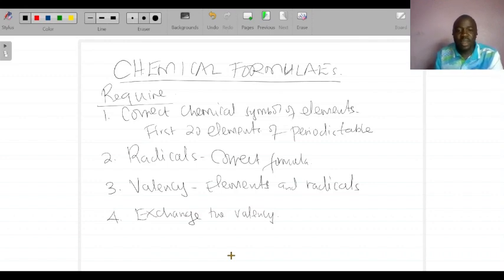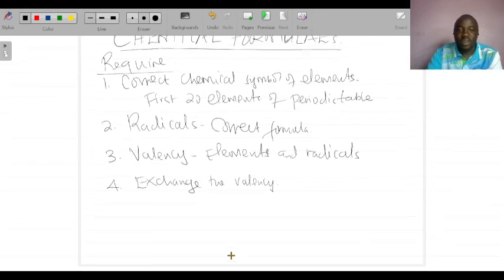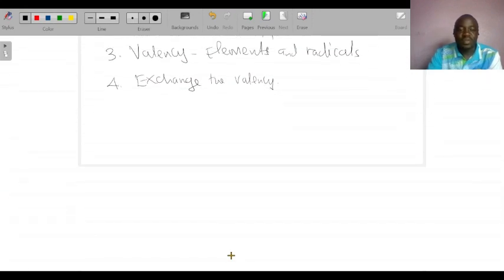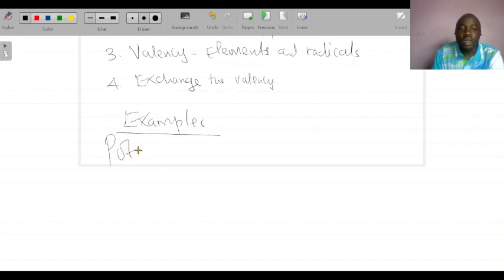We are going to have some examples so that you're able to see how we simplify the writing of chemical formulas. The example we are going to start with, number one, is potassium oxide. How do we write the correct chemical formula for potassium oxide?